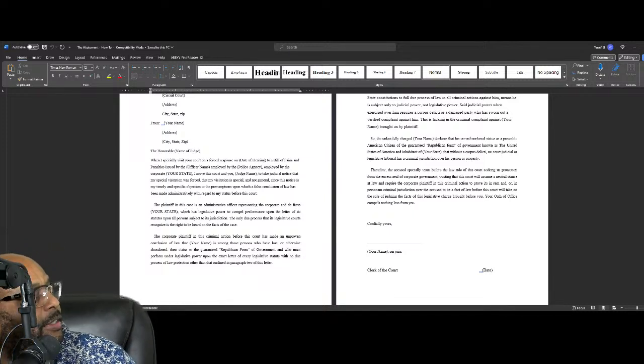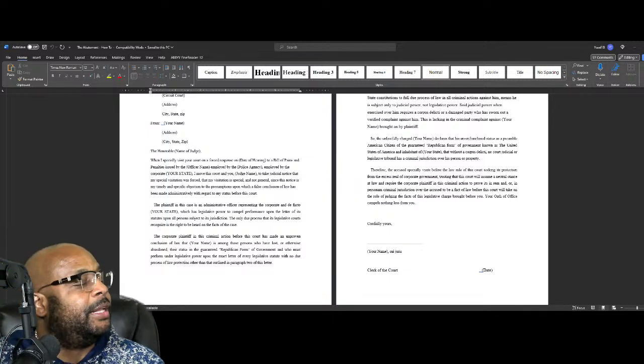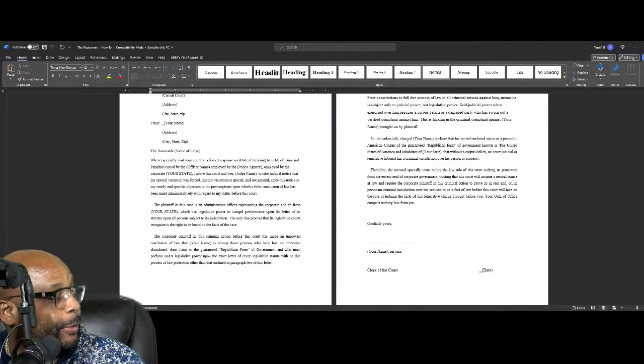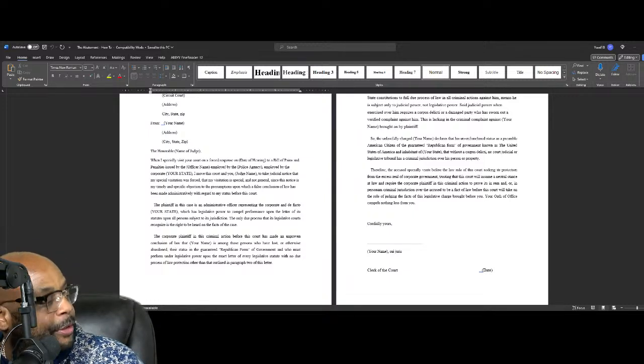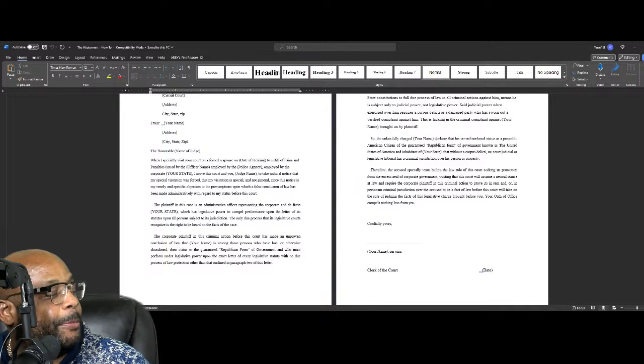The second paragraph says, the plaintiff in this case is an administrative officer representing the corporate and de facto state of Georgia, which has legislative power to compel performance upon the letter of its statutes upon all persons subject to its jurisdiction. The only due process that its legislative courts recognize is the right to be heard on the facts of the case. Now, you see right here, we're also bringing up legislative courts, all right? And we're also telling what their jurisdiction is to compel performance. There's a presumption, okay? The plaintiff in this case is an administrative officer representing the corporate and de facto corporate state of Georgia, which has legislative power to compel.